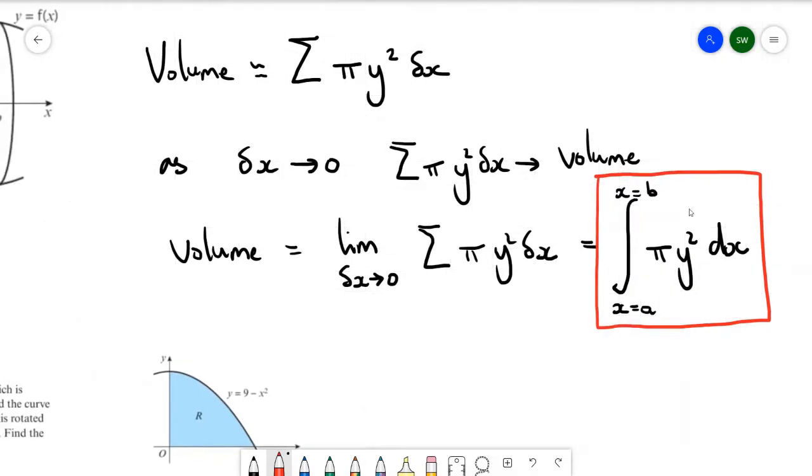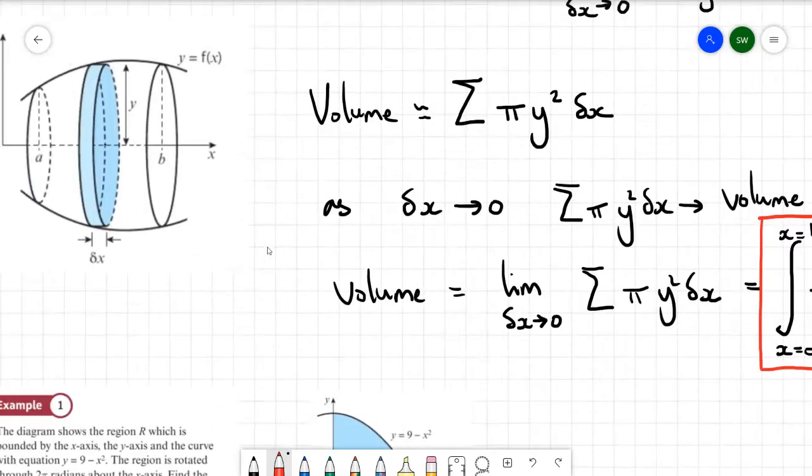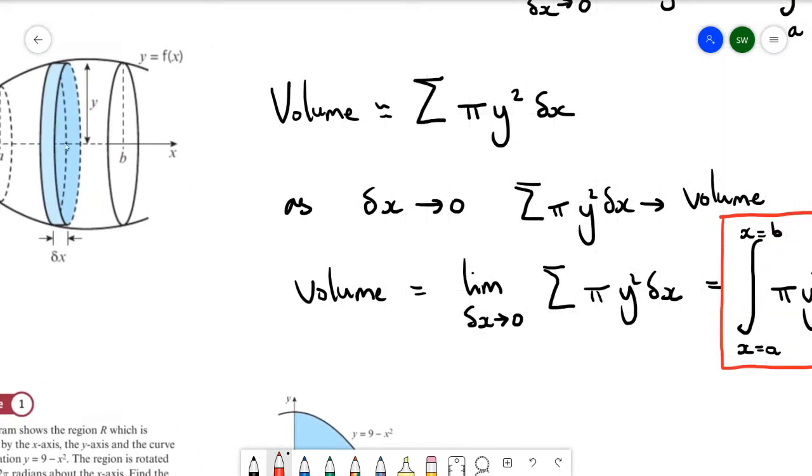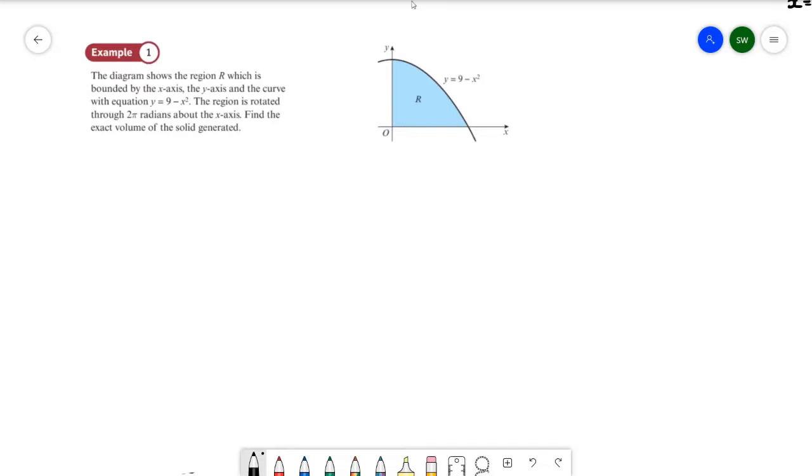It's important when you're trying to remember this formula that you get pi y squared, because what you're really doing is pi times the radius squared, and the radius is given by y of each of these cylinders. Let's have a look at example 1 then. So we've got this graph of y equals 9 minus x squared, and we've got this region between x equals 0 and x equals 3, because that's the root of the graph. And we're going to rotate this region R 360 degrees, or 2 pi radians, around the x-axis.